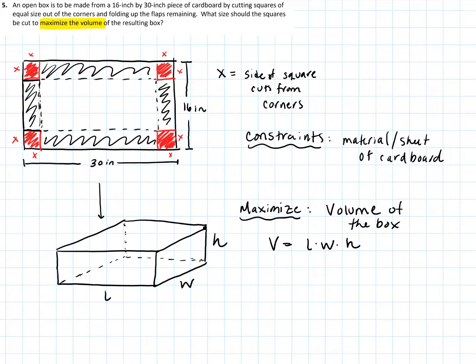What are the length and the width of the bottom of this box? Well, if I'm cutting these little squares, I'm going to be taking 2 of those x's away from 30. So this is going to be 30 minus 2x. And the same thing is going to happen on this side, but we only started with 16 inches. So this side is going to be 16 minus 2x.